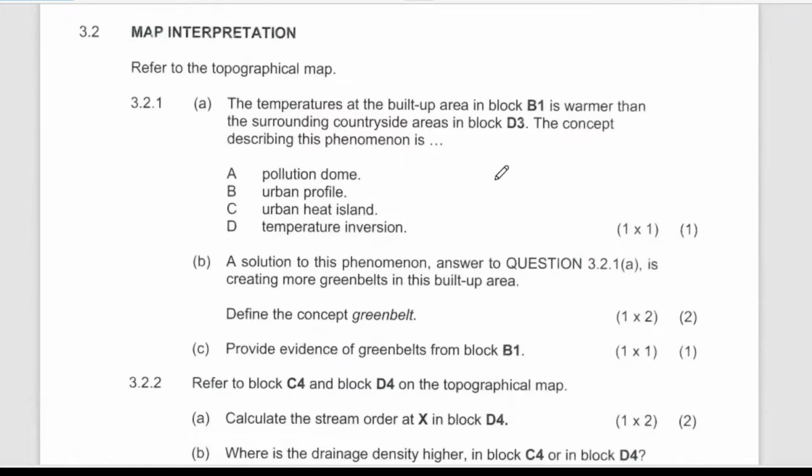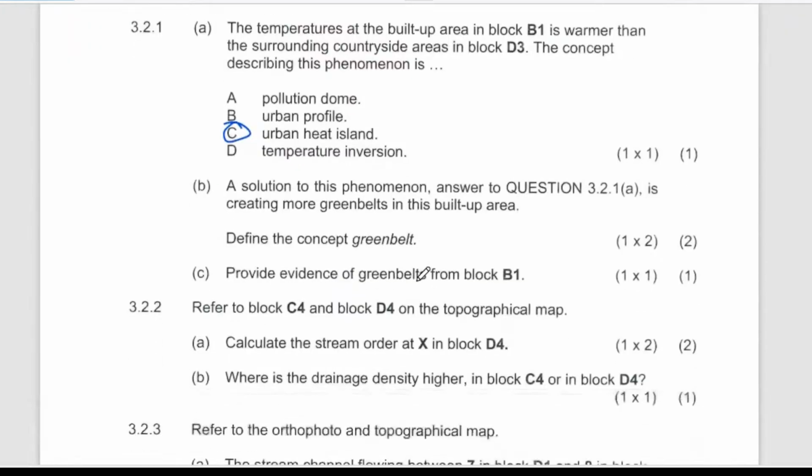The concept describing this phenomenon, we are referring back to a concept where we have an urban area which has a higher temperature compared to the surrounding countryside or rural area. That is typical of an urban heat island. A solution to this phenomenon, answer to question 3.2.1, is creating more green belts in this built-up area. If you want to reduce urban heat islands, we must create green belts.